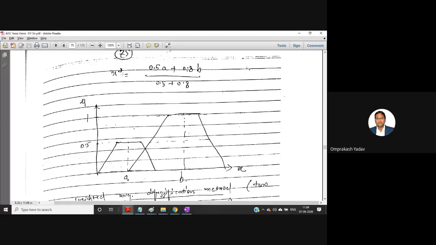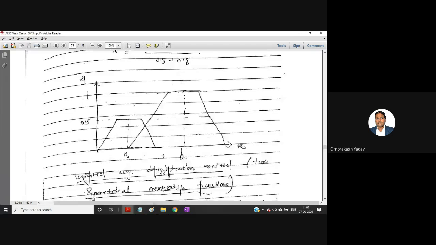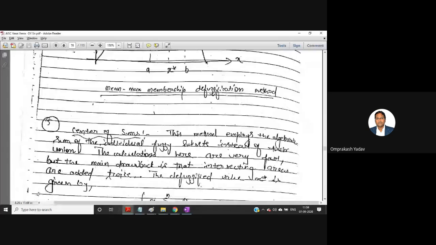So x star is given by 0.5 multiplied by this middle point A, plus 0.8. The height of this one is 0.8, it's not 1. 0.8 multiplied by this B, divided by 0.5 plus 0.8. In a similar way, you can calculate for that particular graph: the height multiplied by the middle point of the first one, plus the height multiplied by the middle of the second graph, divided by 0.5 plus 0.8. In a similar way, you can calculate for your graph.